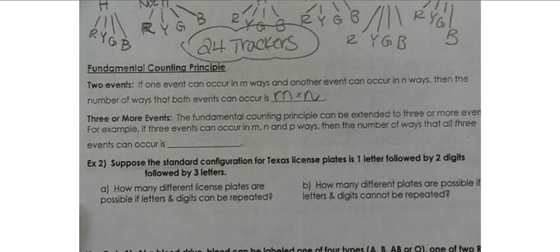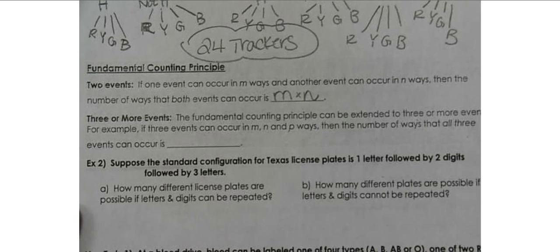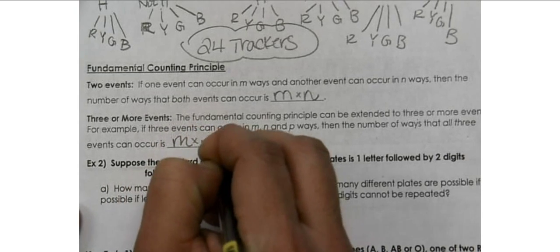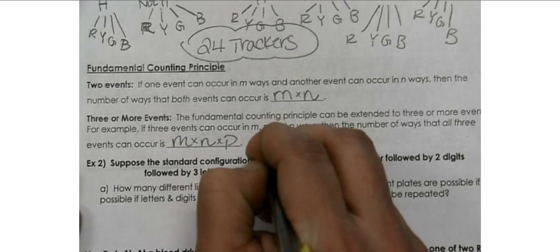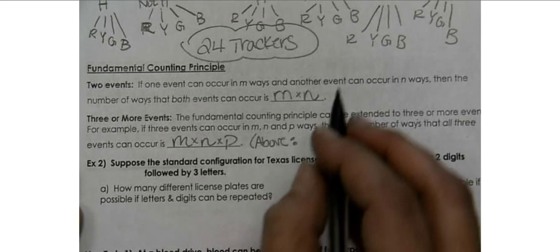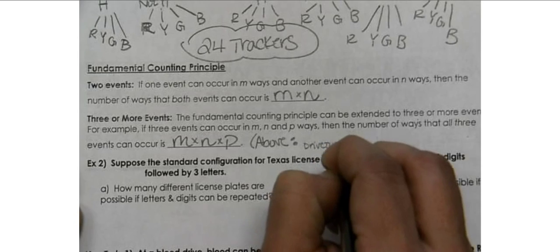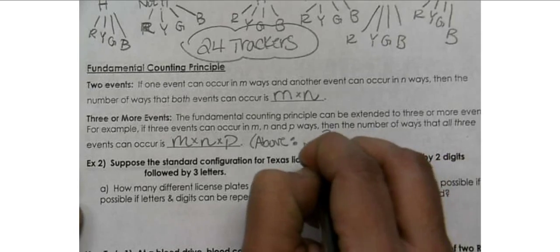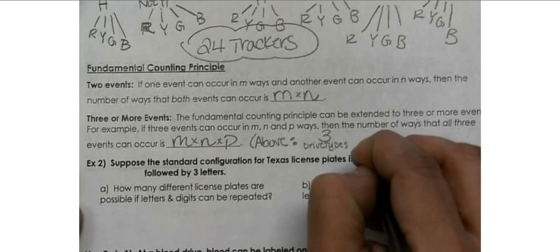For example, if 3 events can occur in m, n, and p ways, then the number of ways that all 3 can occur is m times n times p. Let's do that for the example with the Tracker above. Notice that we had different drive types. And how many different drive types did we have? 3. Then we have the hybrid option.